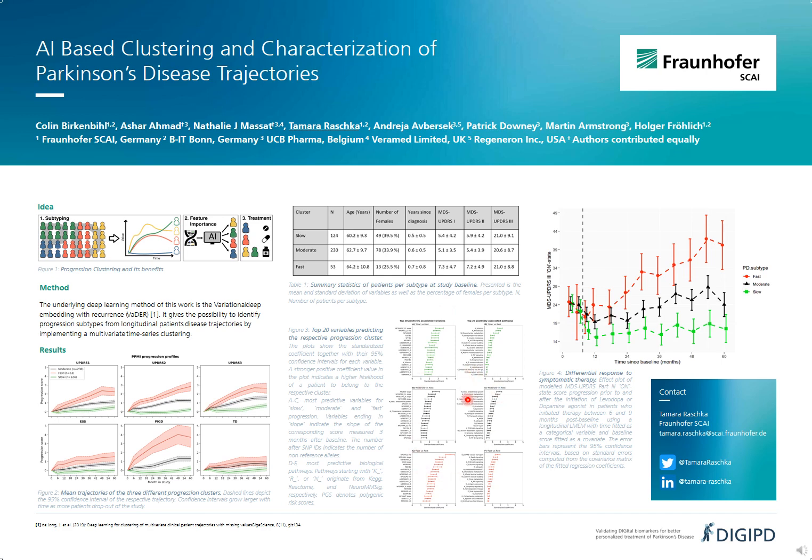We also wanted to see which features are linked to the differences in the progression, so we trained penalized linear models to find such associations. We always trained the 1 versus rest classifier per cluster, and from this analysis we show here the top 20 positively associated variables and also the top 20 positively associated biological pathways.